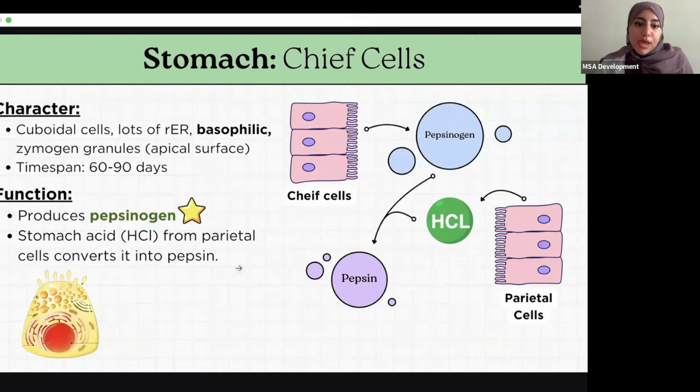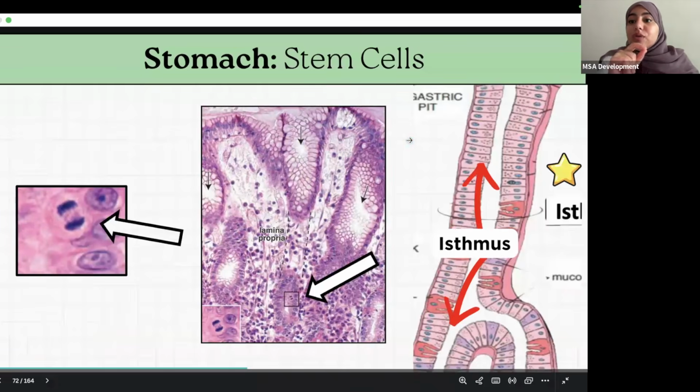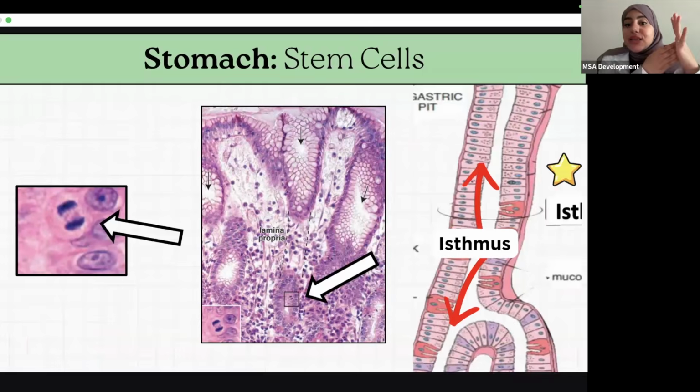And yeah, okay. And as I said before, these are what we're looking at. And these are all, by the way, glands in the fundus and body of the stomach. We're not talking about the pylorus or the cardia or anything I just talked about.